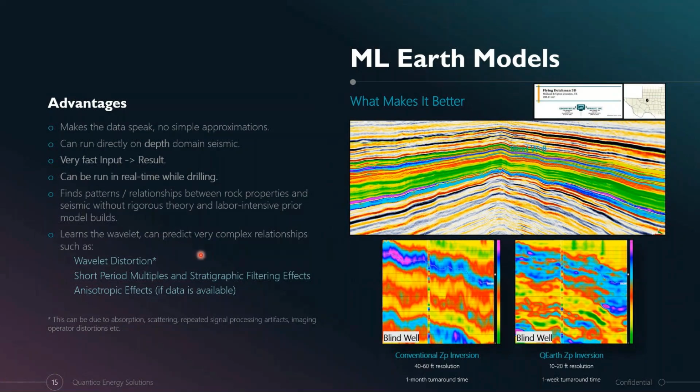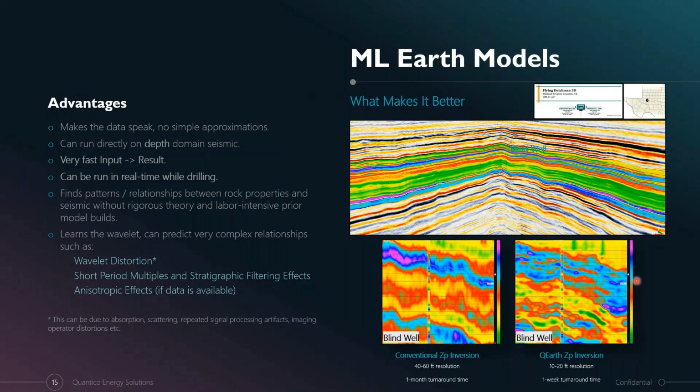And since we don't have to worry about a predicted wavelet, it's very powerful in ignoring distortions in the wavelet. We've seen some examples where it helps a lot with not seeing the short period multiples or stratigraphic filtering effects on data with heavy multiple contamination. These distortions could be due to absorption, scattering, and sometimes seismic processing puts artifacts on our data that we don't even know about. But as long as it's a consistent artifact, it's going to see through it.